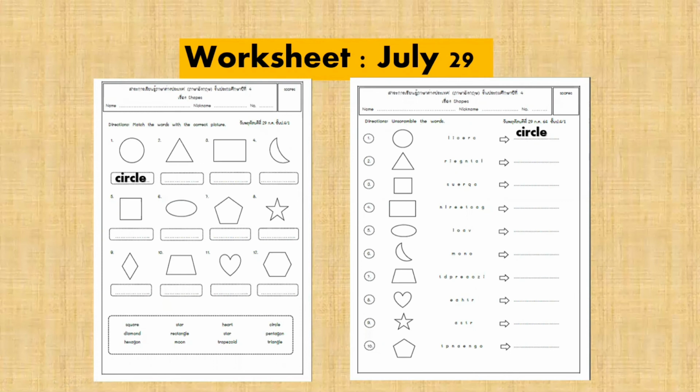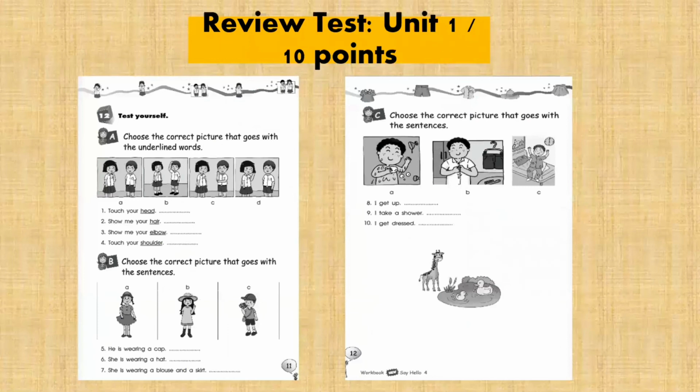Now, after answering the worksheet, we will be doing our test. Now, we have here A, B, C. We have 3 directions. Now, test letter A. Choose the correct picture that goes with the underlined words. Now, here, this is about parts of the body. And number 1, it says touch your head. What picture shows that he is touching his head? We have A, B, C, D.